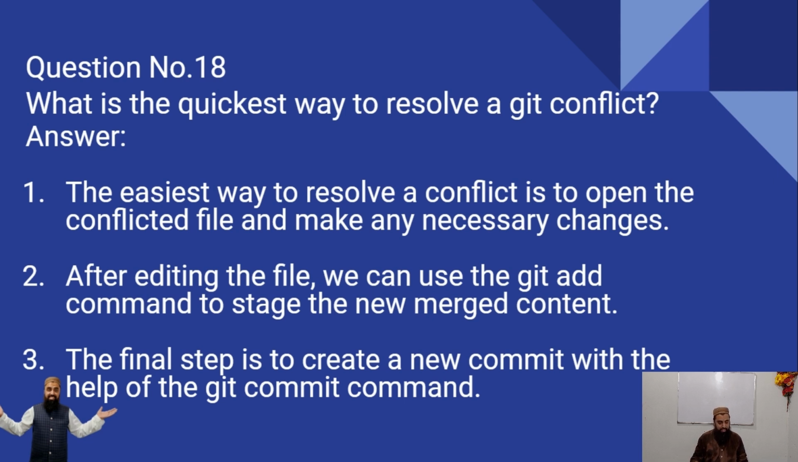So these questions are relatable, and the answer is the quickest and easiest way to resolve a conflict is to open that conflicted file. Okay, now we have to work on that conflicted file which actually caused the conflict, and we can make necessary changes. After editing the file, we can use the git add command to stage the new merged content, and the final step is to create a new commit that will resolve the conflict with the help of the git commit command, and that's how we can resolve a git conflict.